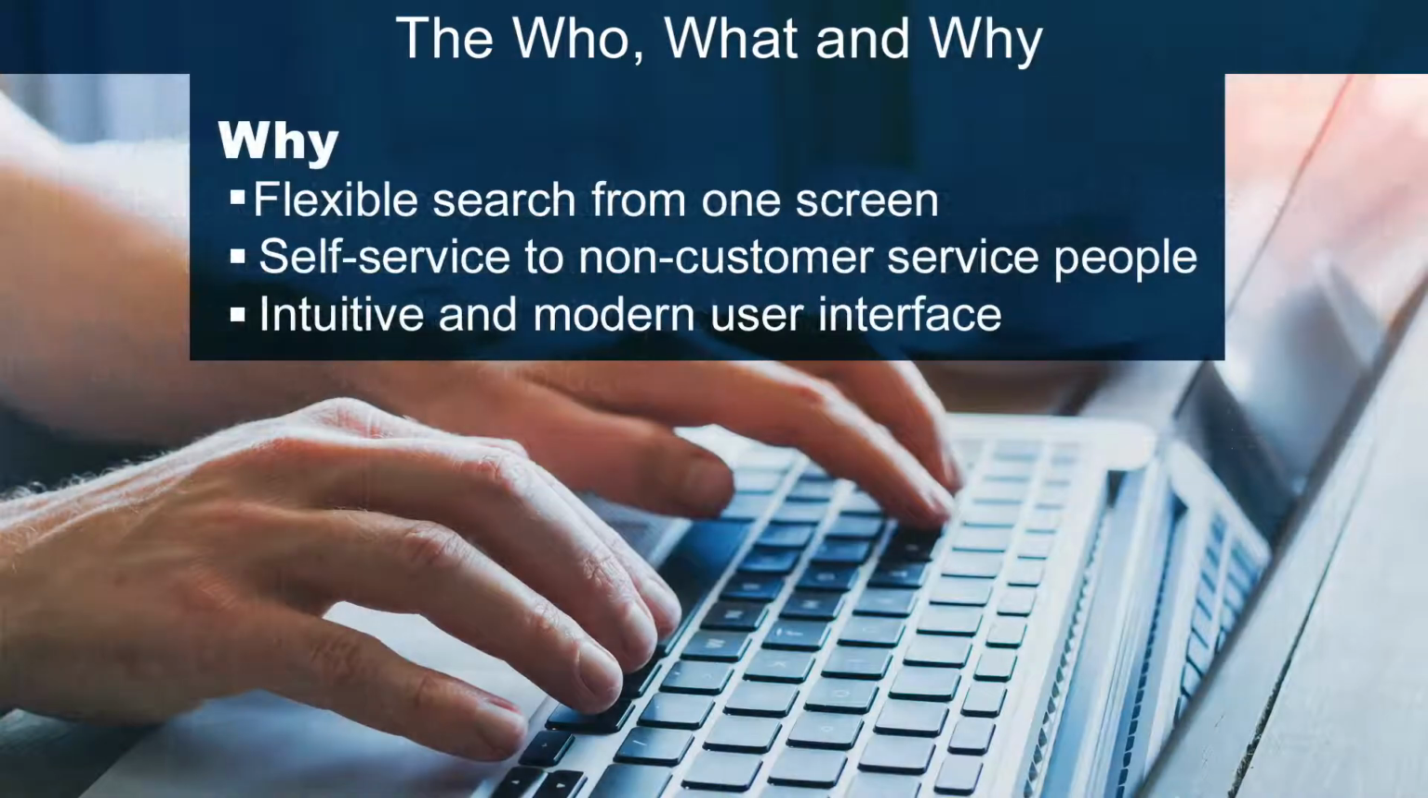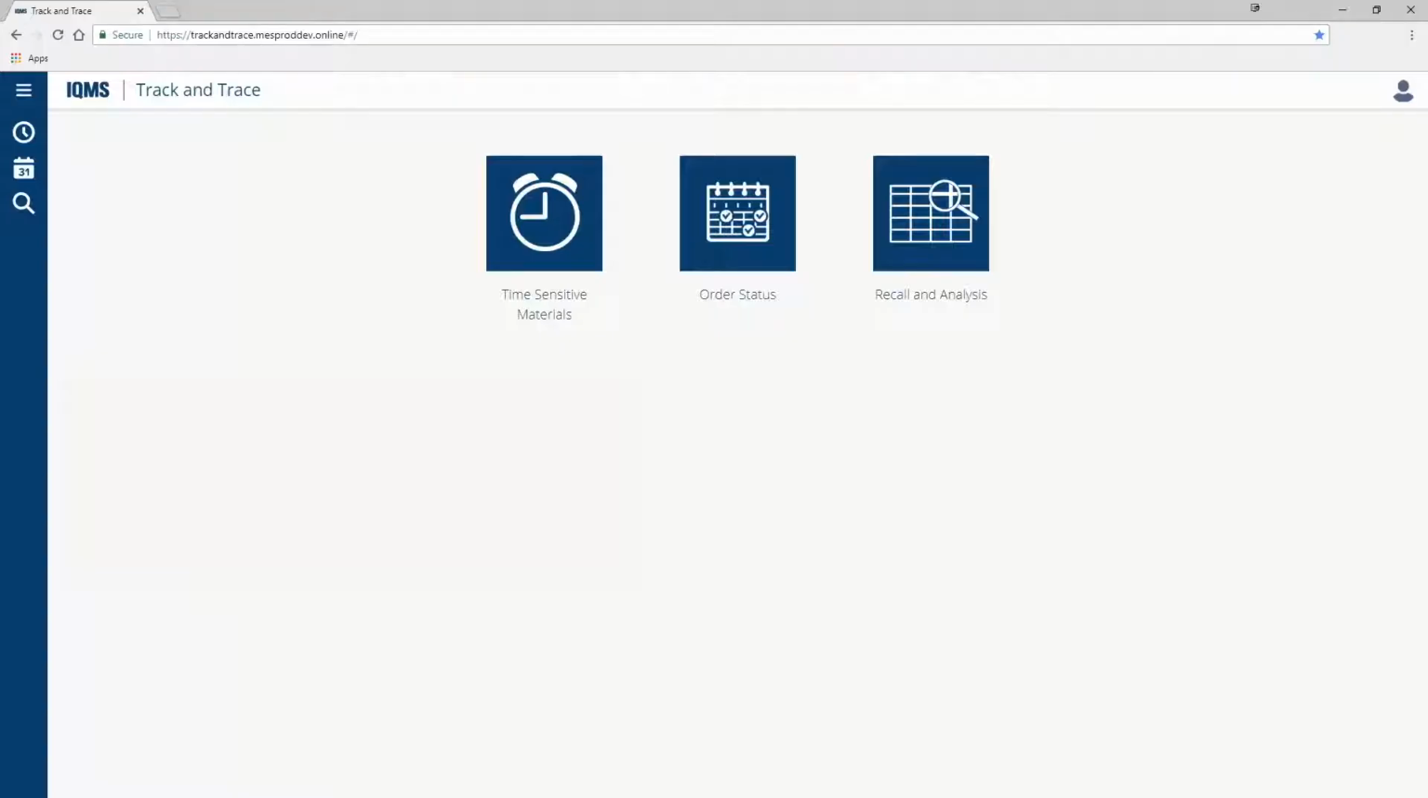The Track and Trace module was written as a flexible search screen. It was designed with an intuitive user interface that makes navigation extremely straightforward. Track and Trace also allows access to order status information for individuals who don't otherwise have access to CRM or the sales order module within the system. There are 3 different functions within the Track and Trace module: time-sensitive materials, order status, and recall and analysis.